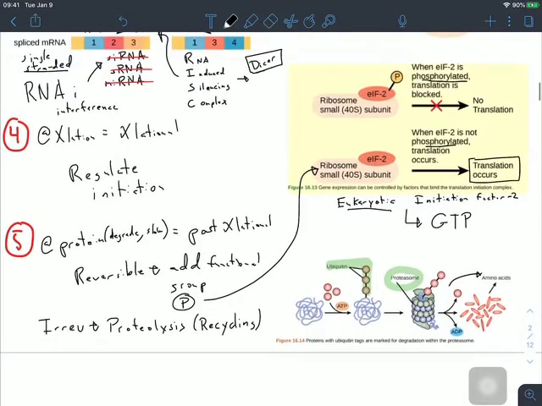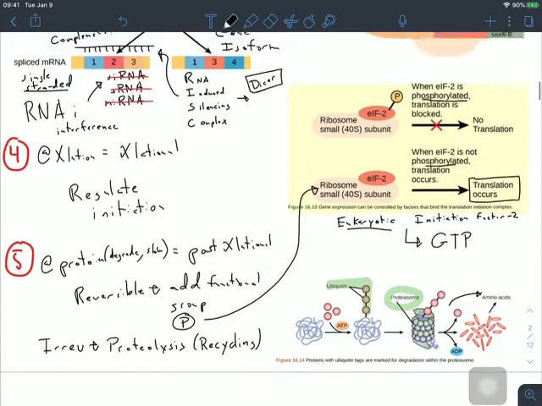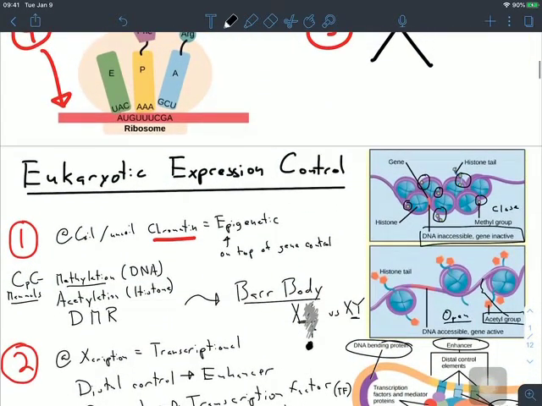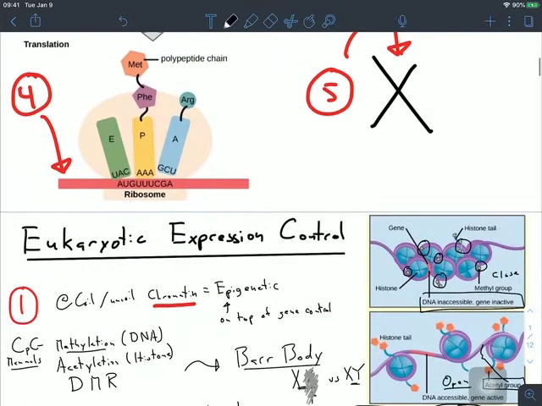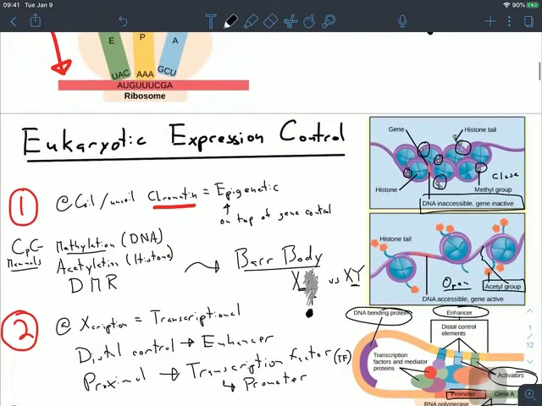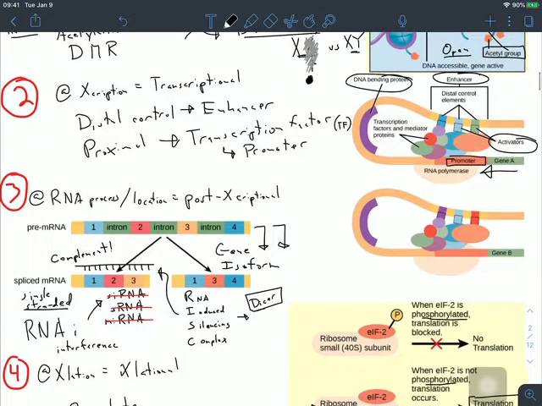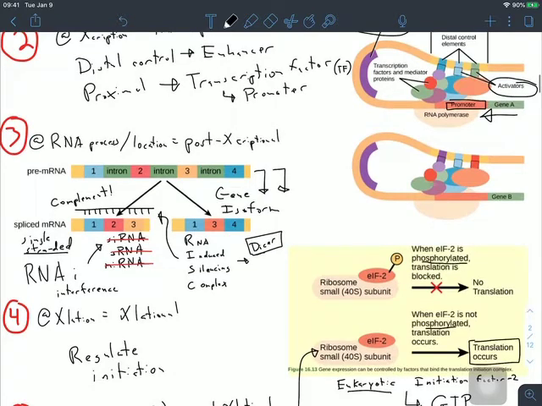And these are the 5 major ways in which we can control gene expression in eukaryotes, not prokaryotes. We can control it at the DNA level, whether the DNA can be read. We can control whether that DNA is being read quickly or slowly by RNA polymerase at the transcriptional level. We can control the post-transcriptional processing, either in different gene isoforms or RNAi.